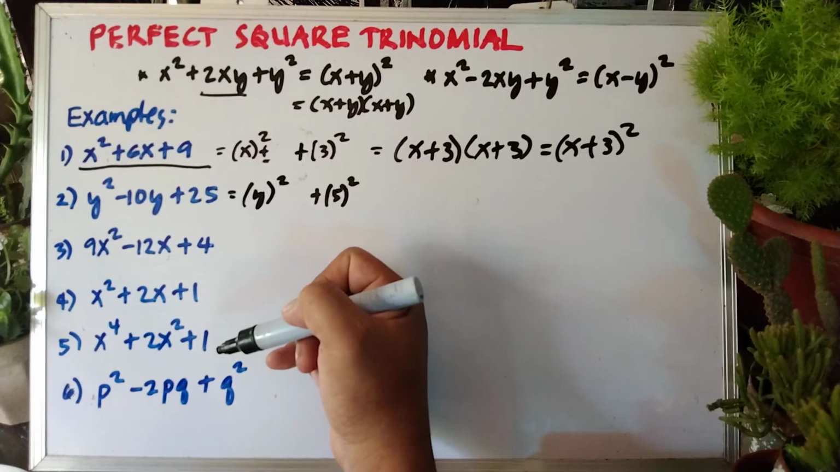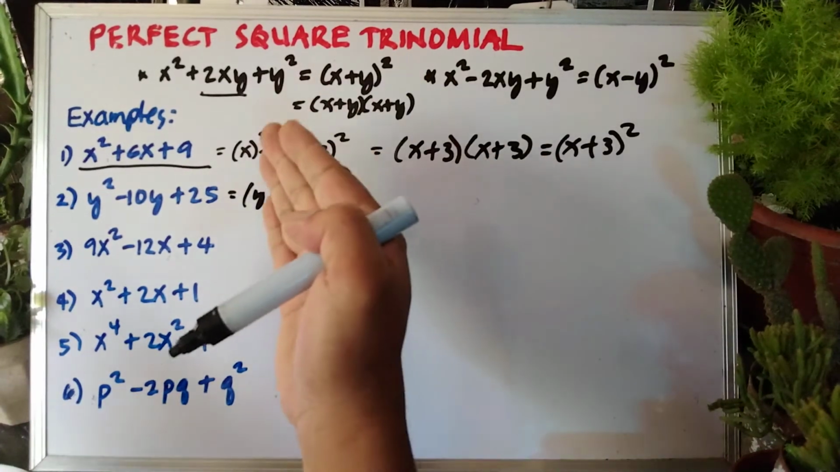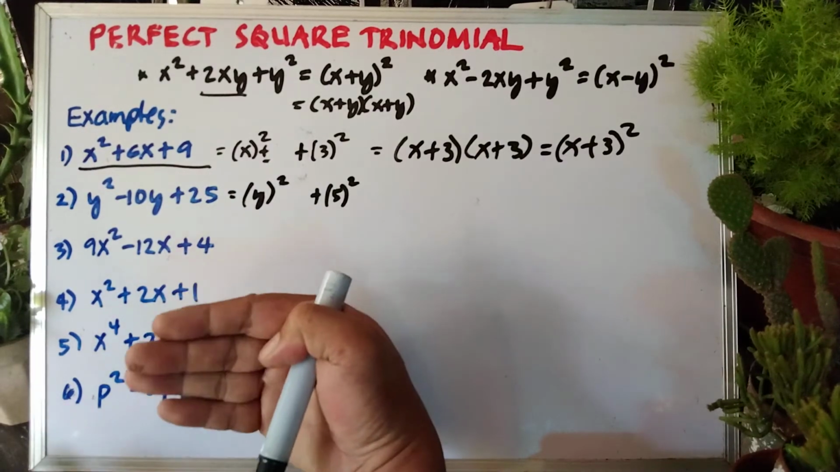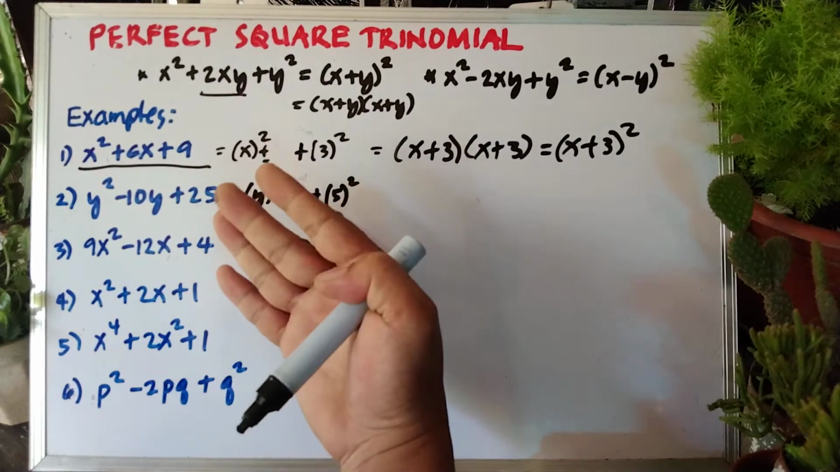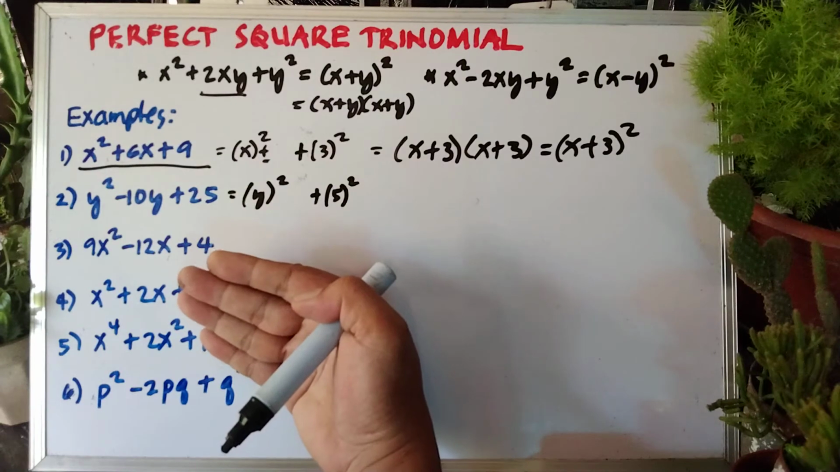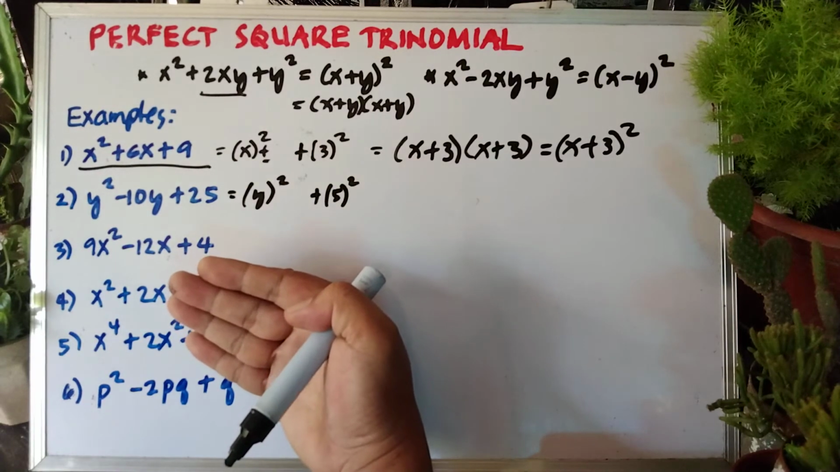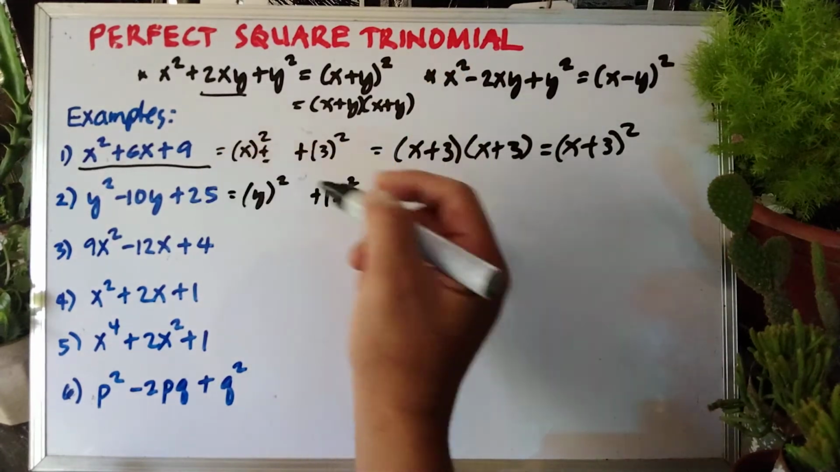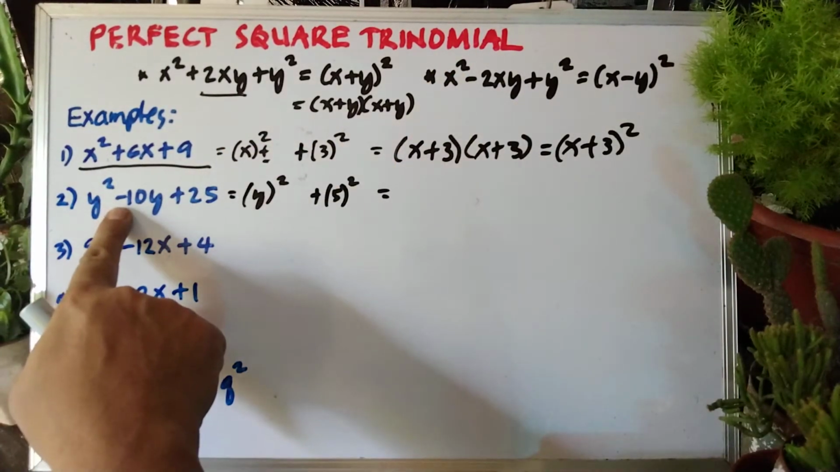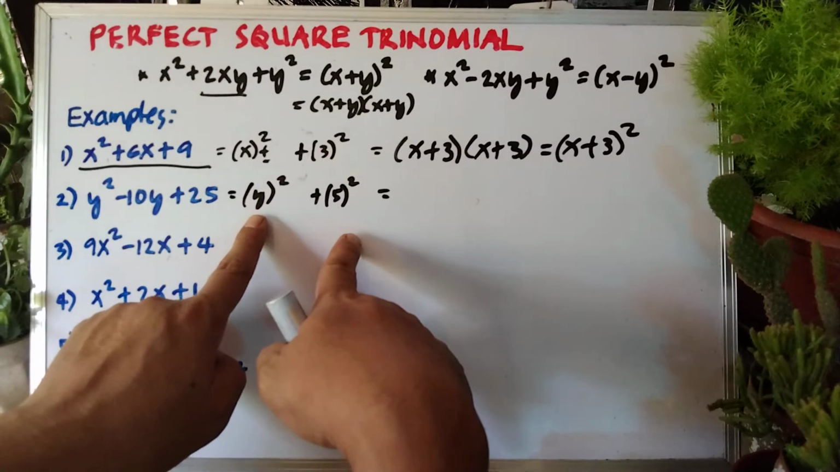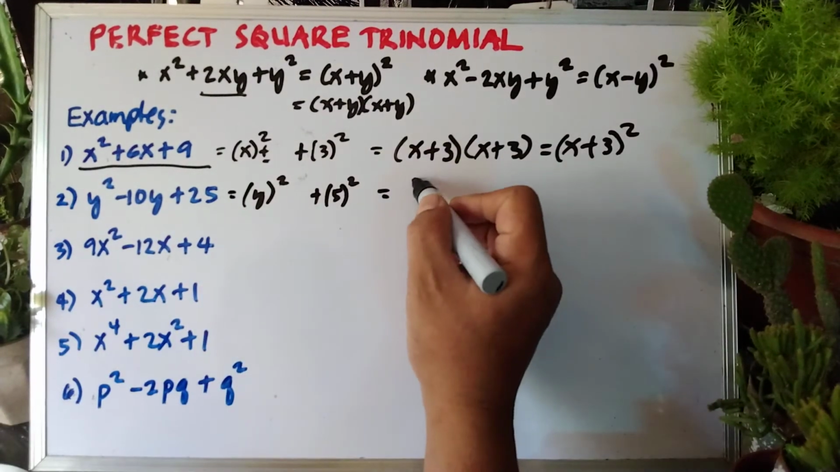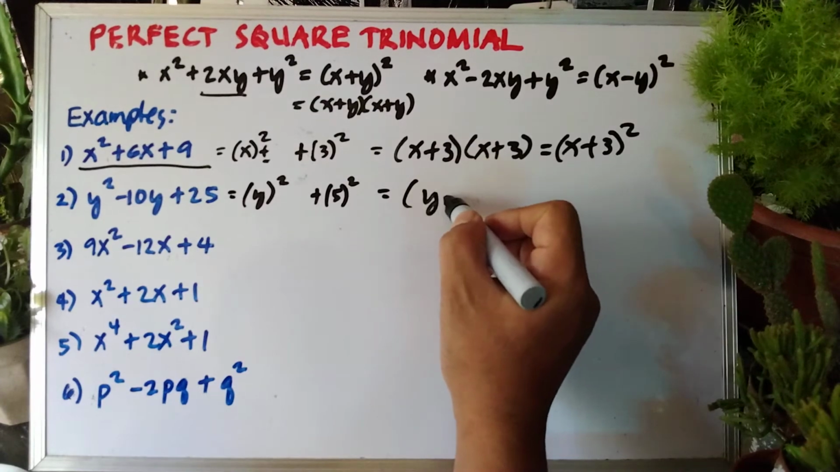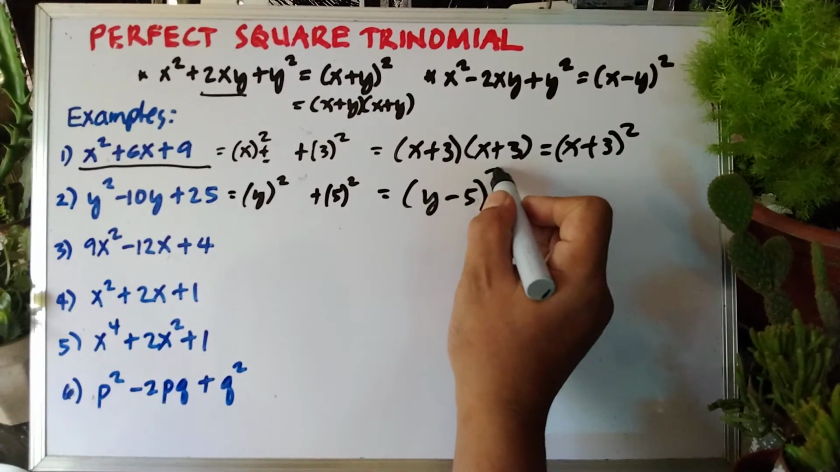Now, since we presume that these examples are perfect square trinomials already, ha? So, lahat ng examples dito ay perfect square trinomial na. So, let us automatically consider the formula. Since this is minus and we already got the value of your x and y, so it follows that the factored form of number 2 is y minus 5 to the power of 2.